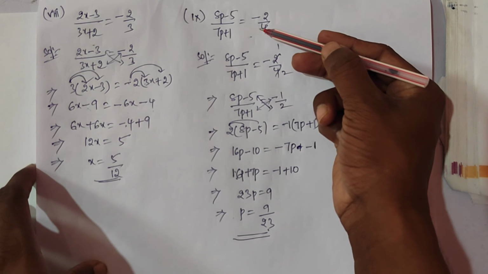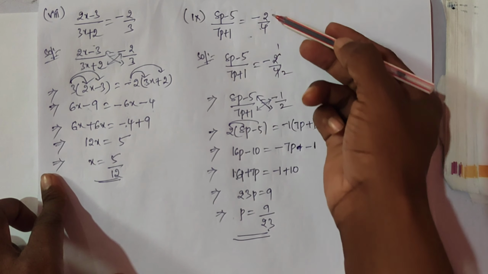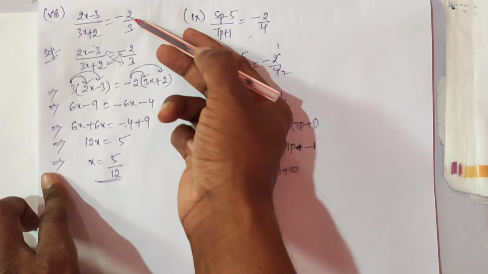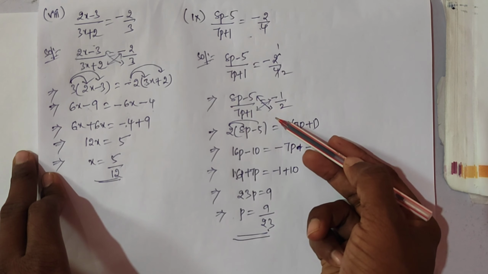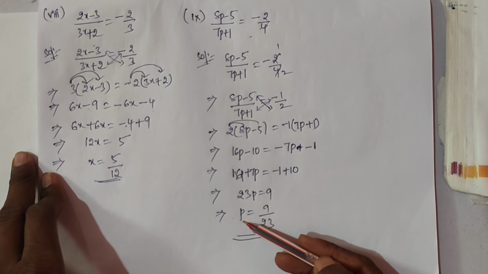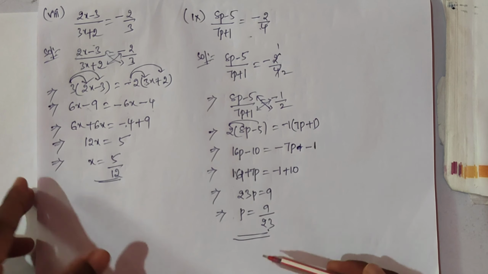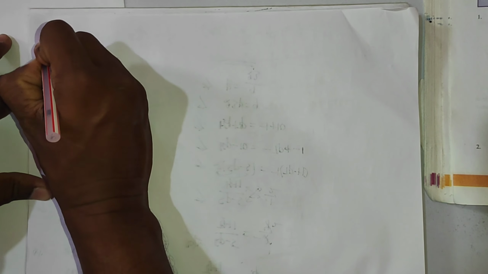In this form, first what did we do here? We reduced the RHS side because cancellation is possible there. Here it is not possible, right? Where possible, we are done. Then we did the cross multiplication and separated the variable terms and the constant terms. Then we got the p value as how much? 9 by 23. Okay.